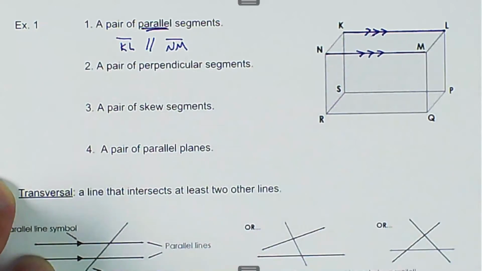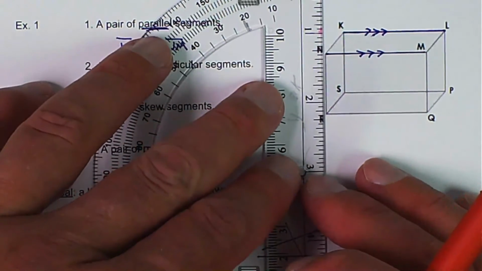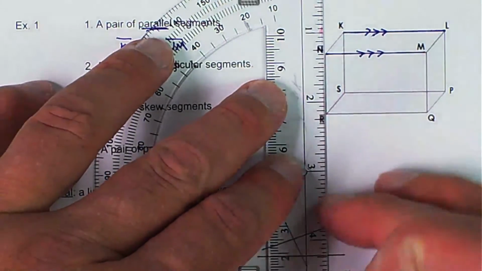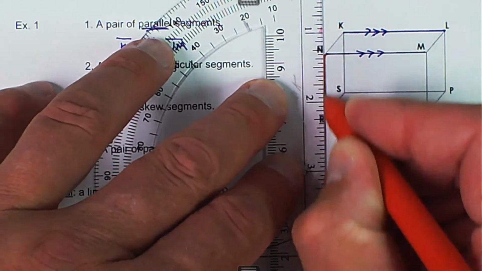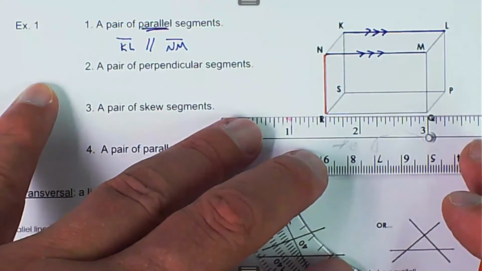Next, we're looking at perpendicular, and we want to pick 2 lines that are perpendicular. Once again, there are many options to pick from. I'm going to pick NR, so NR is right here, and RQ.